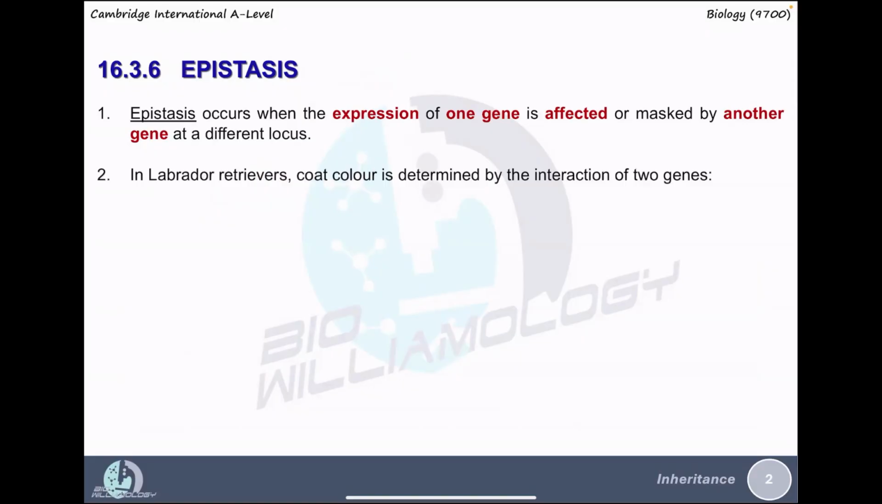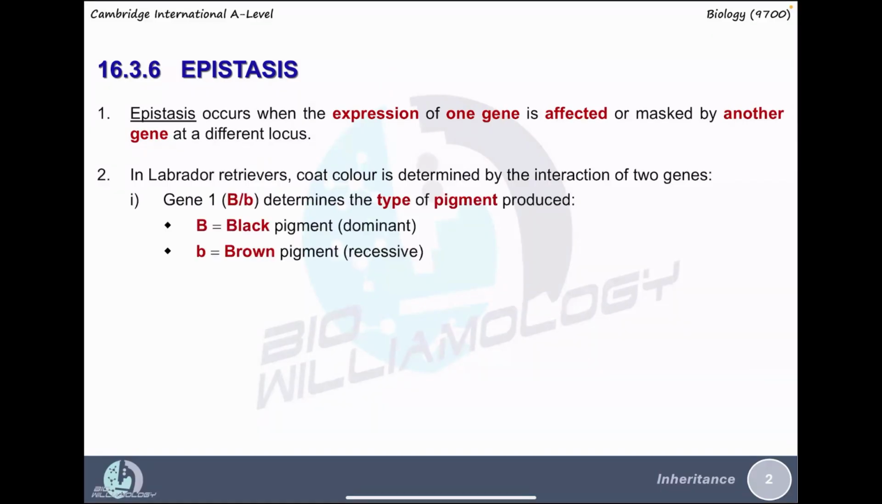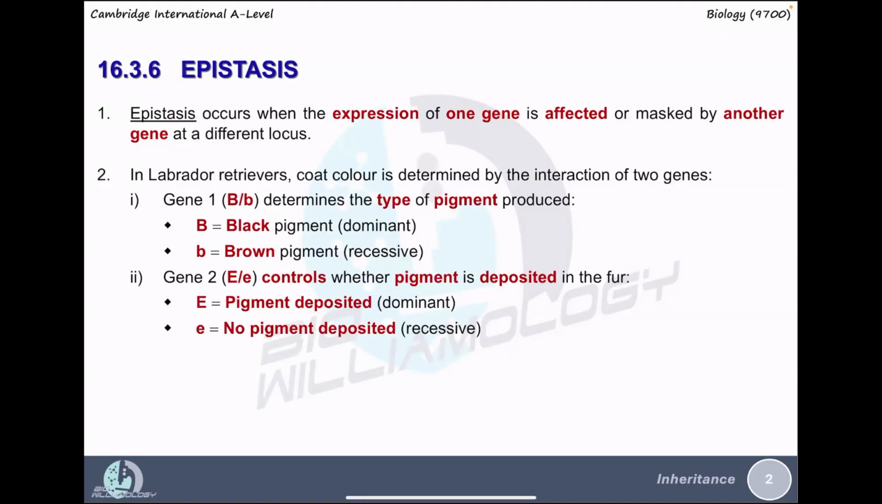So in Labrador retrievers, coat color or fur color is determined by the interaction of two genes. Gene number 1, which is gene B, determines the type of pigment produced. So we have the dominant allele B coding for the black pigment and the recessive b coding for the brown pigment. However, there is another gene, known as gene number 2 or gene E, which controls whether the black pigment or the brown pigment is deposited in the fur or not.